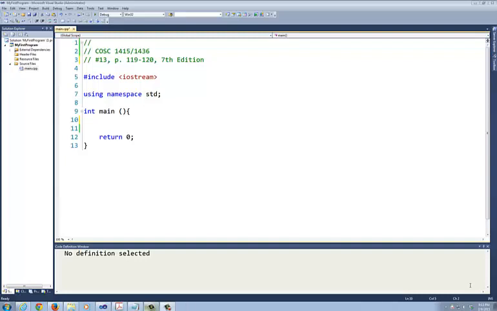Hi, this is number 13 in your lab number 2. If you look at page 119, the bottom of page 119 spills over to page 120 as well.